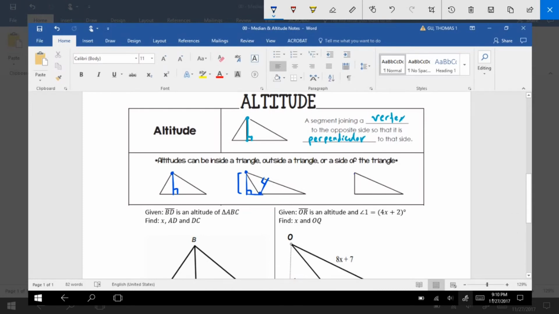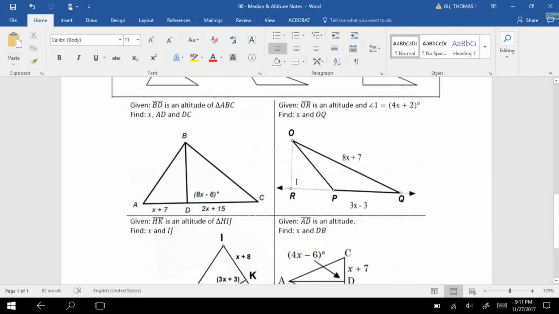And what about this last one? Well, if I take this vertex right here and go straight down, and make the right angle, it's actually the side of the triangle. So an altitude can be anywhere on the triangle. It just depends on how you draw it, and depends on the triangle too. All right, so let's do some examples with altitude.